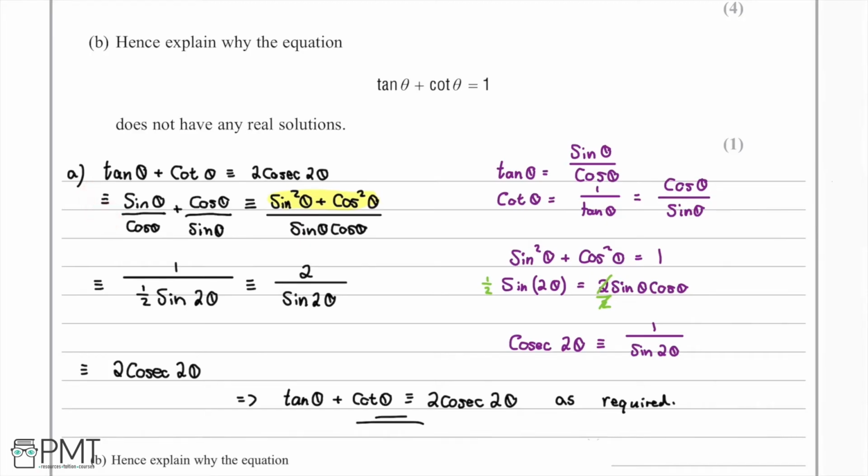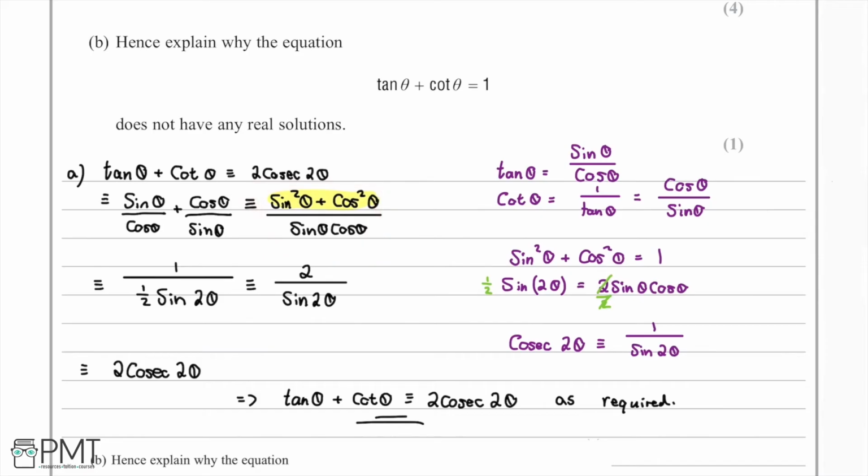When we knew that tan theta was equal to sine theta over cos theta, and we knew that cot theta was equal to cos theta over sine theta, that's where we achieved our first mark. We then received our second mark for multiplying out our fraction and making it into one single fraction here.